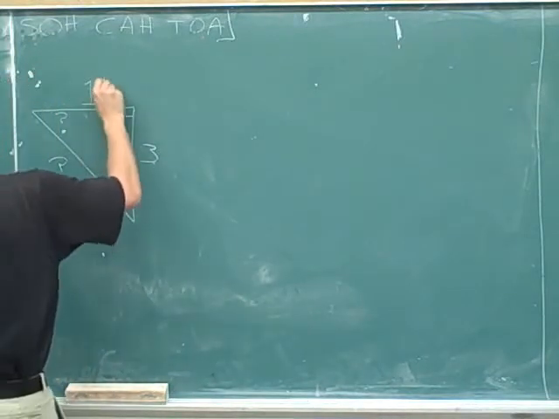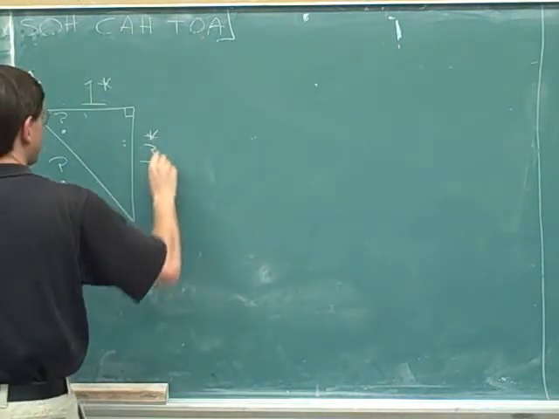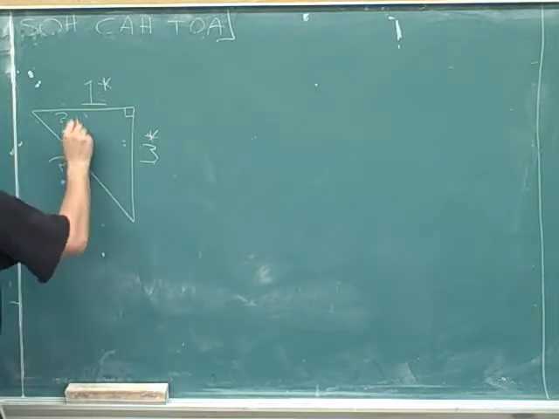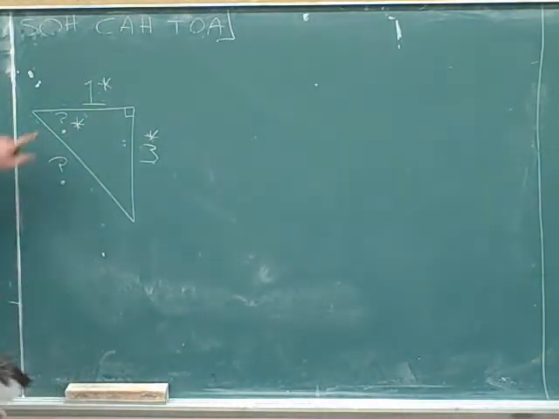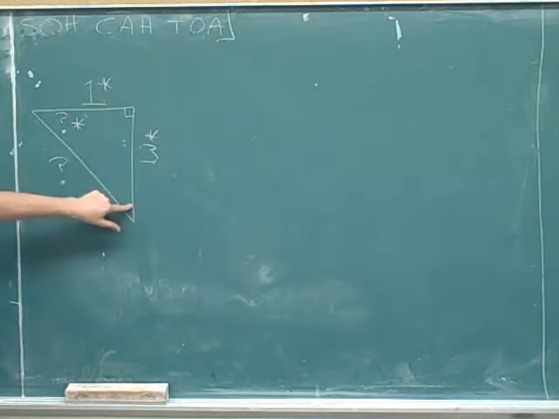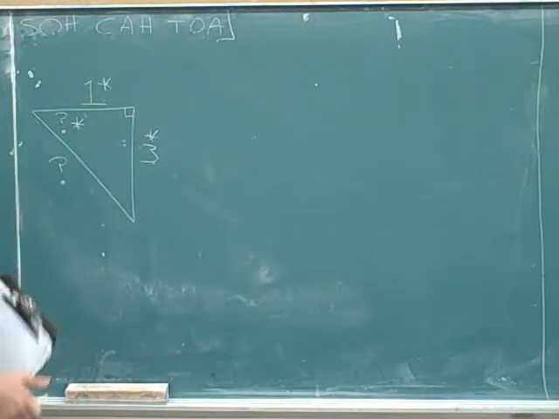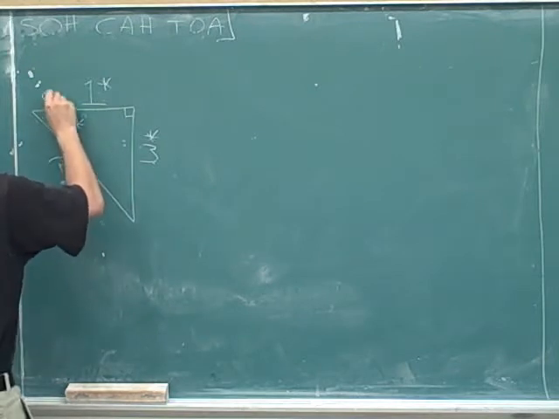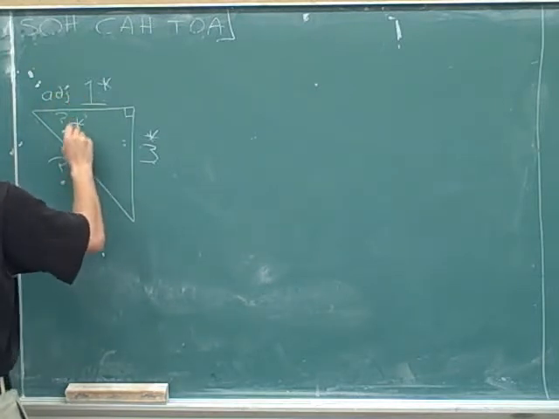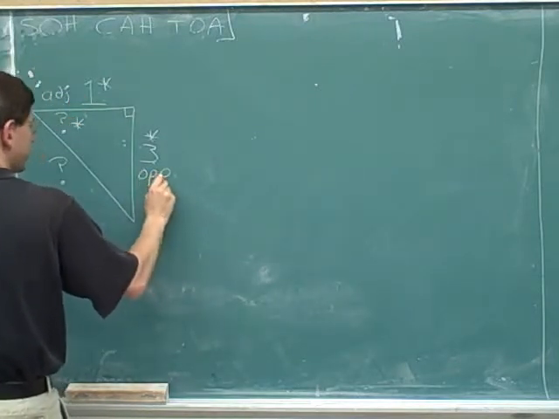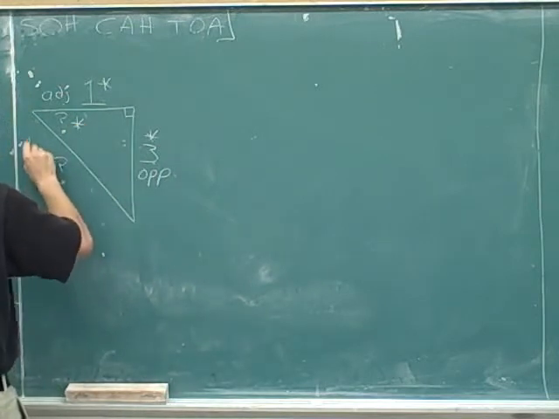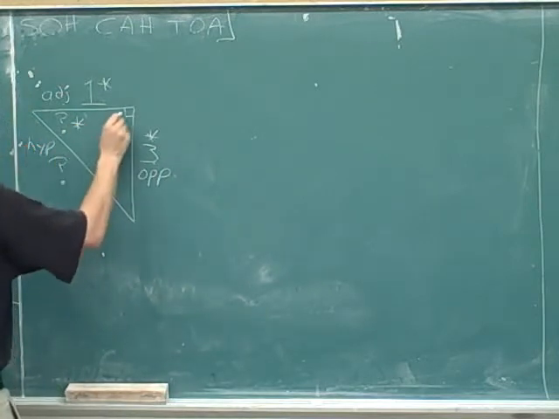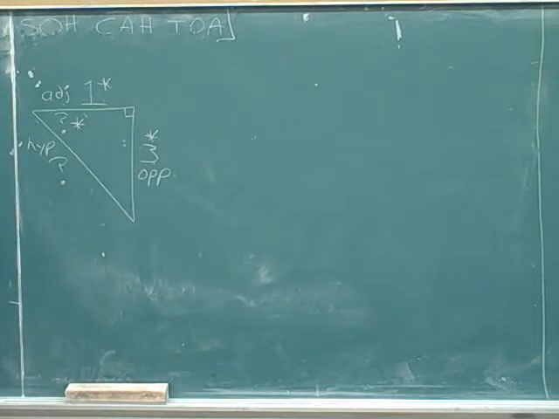I'll use asterisks to remind myself of the information that I was originally given. And this asterisk doesn't mean that we're given the angle, it just means that we're focusing on this angle. Clearly we're not focusing on this angle down here, we're focusing on this one. This will help us to label that this horizontal side is adjacent to the asterisk, and this vertical side is opposite to the asterisk. And clearly this side is the hypotenuse because it's opposite to the 90-degree angle.